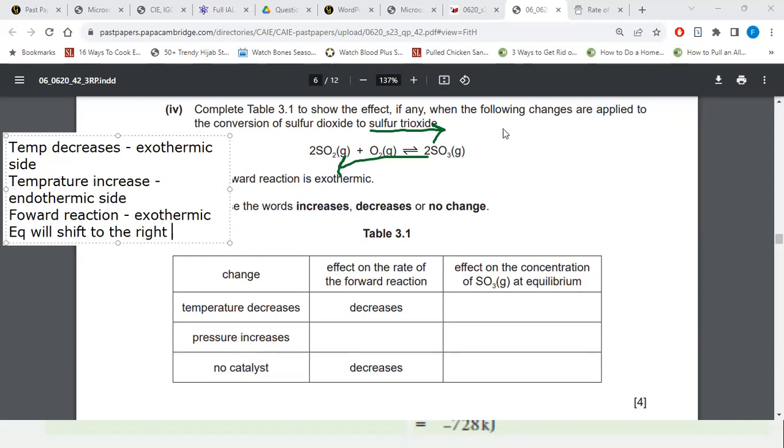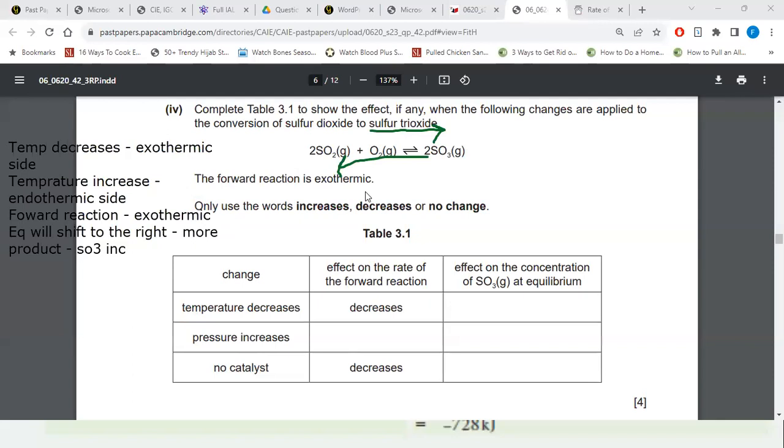And when the equilibrium shifts to the right, what will happen to sulfur trioxide? Will I get more sulfur trioxide or less sulfur trioxide? If you remember, I told you, whenever the equilibrium goes to the right side, the product side, the product increases. We get more product. So sulfur trioxide is going to increase. So your answer over here is going to be that it is going to increase.